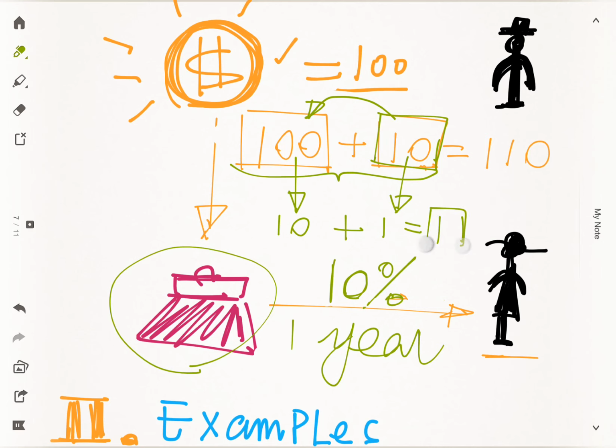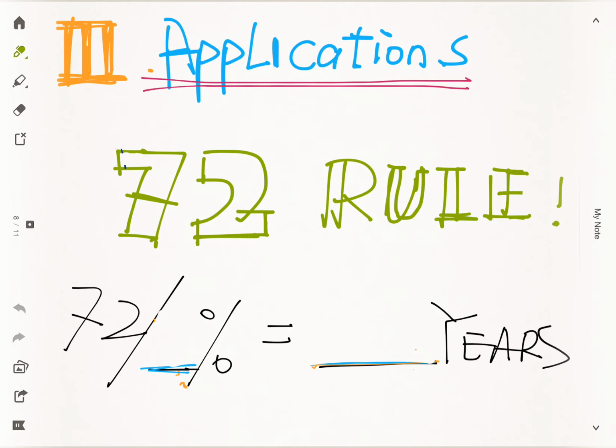So in total, the woman has to pay the man $121 back at the end of the second year. That is compound interest. Okay, after that brief introduction, we'll go to some exciting applications. At first I want to introduce you to the 72 rule. It's a very exciting rule.